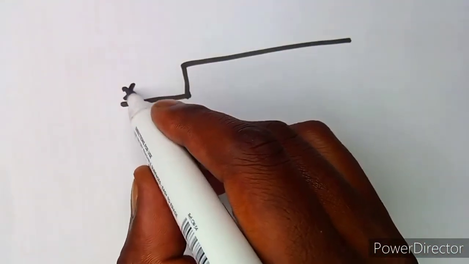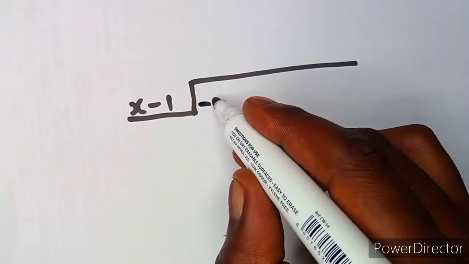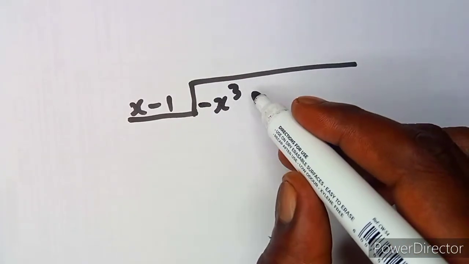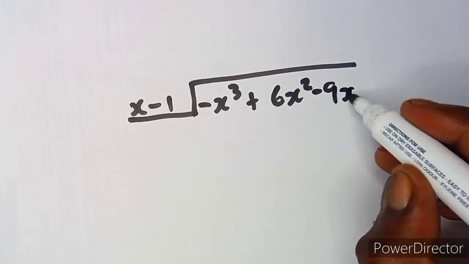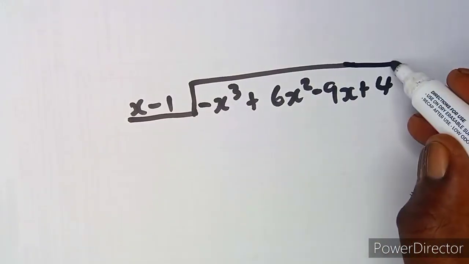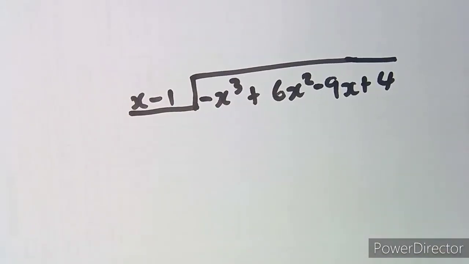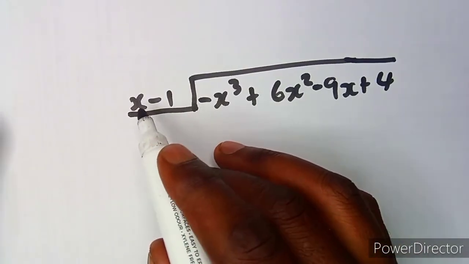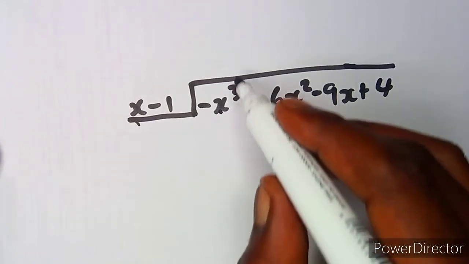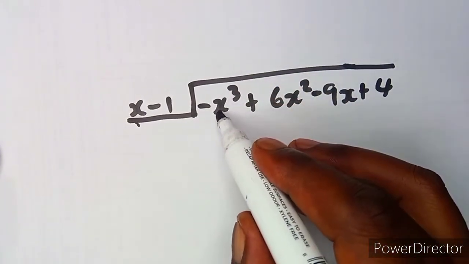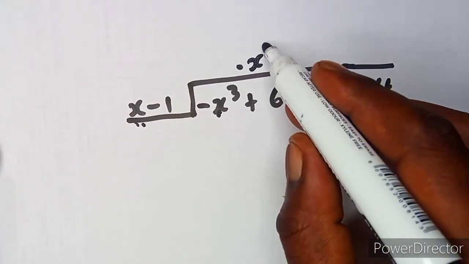So our factor is x minus 1 into the cubic expression, which is minus x cubed plus 6x squared minus 9x plus 4. This was our cubic expression. So when we divide, remember, we have to apply x. So we divide by x, so it's x into minus x to the exponent of 3, or just this minus x to the exponent of 3 divided by x, which is minus x to the exponent of 2, like this.